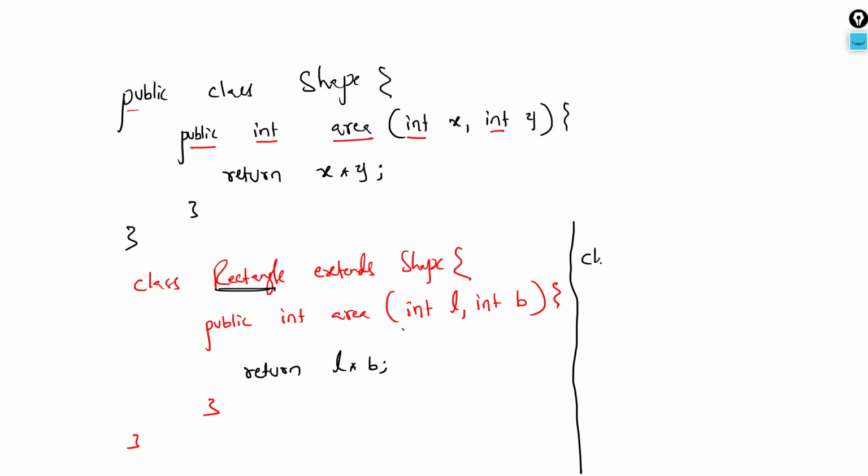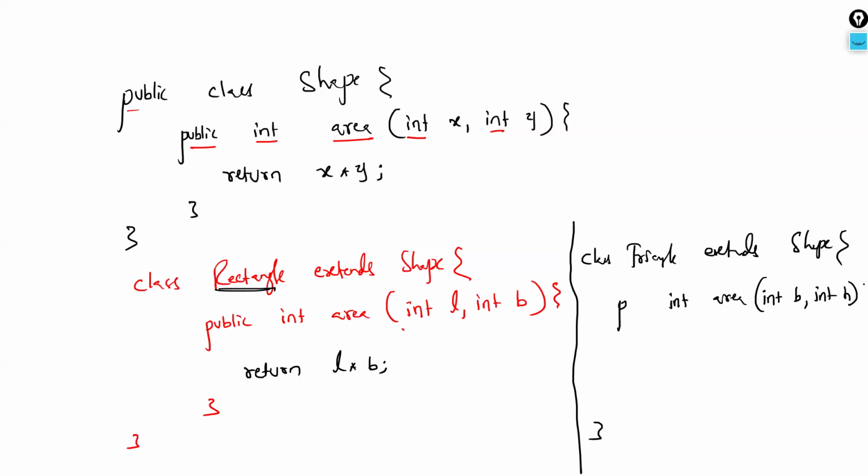Then how to go for class Triangle? It extends which class? Shape. Then inside this also, access modifier public, return type is integer, method name is area. How many parameters? Two parameters. What type? Two int type only. Int b for base, int h for height. Then inside this return, what have we written? Triangle logic. What is that? 1 by 2 f. Then half into base into height is the appropriate value to be returned from the Triangle class area method.